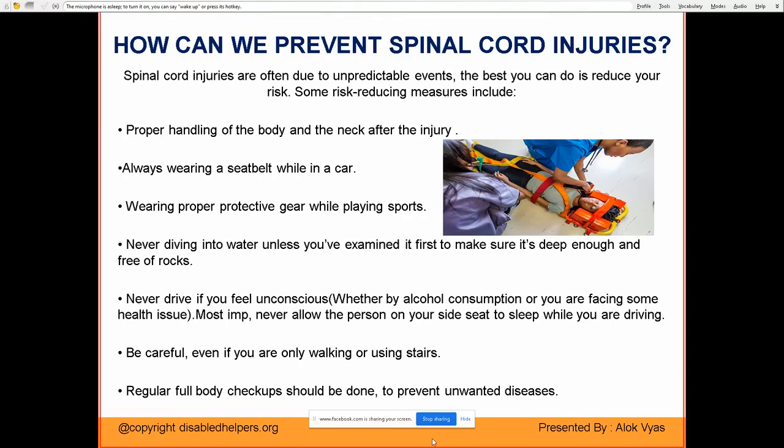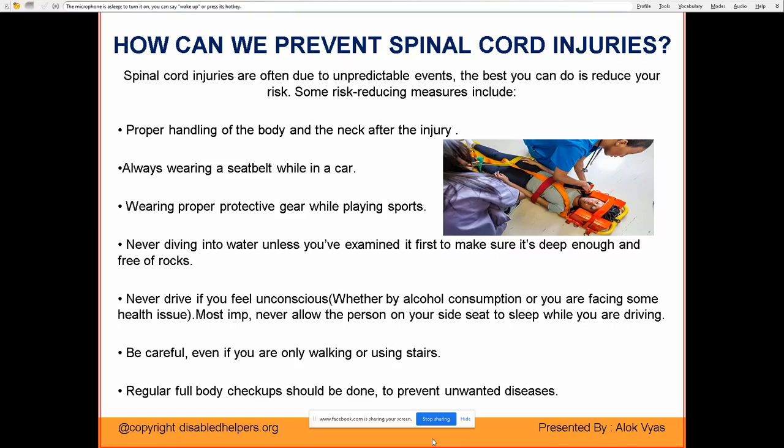the spinal cord injury. Even in my care home, there is a person, maybe in his 50s. He was just walking in the garden. Somehow he hit a brick and fell down and became a spinal cord injury patient. So you have to be very careful.